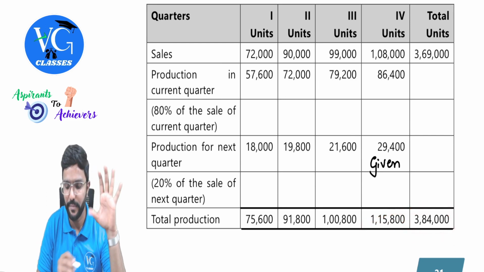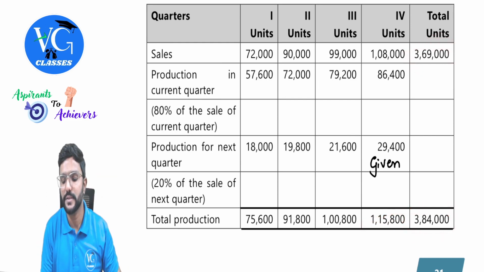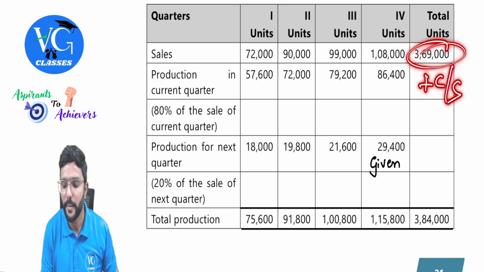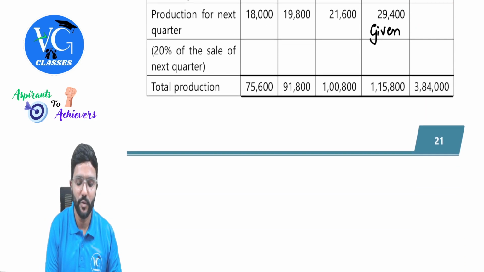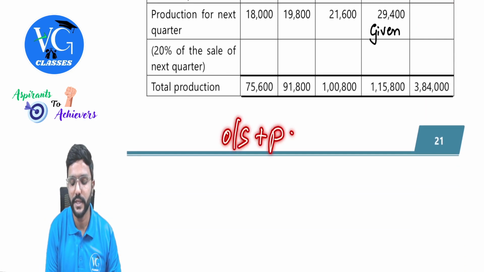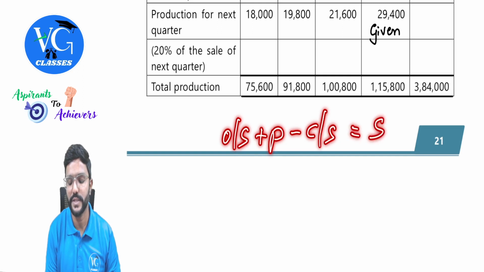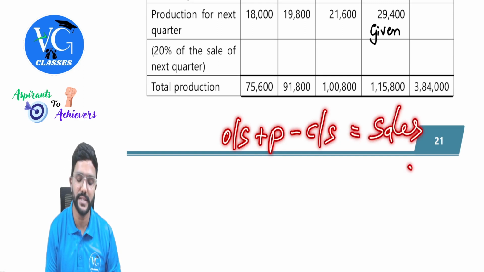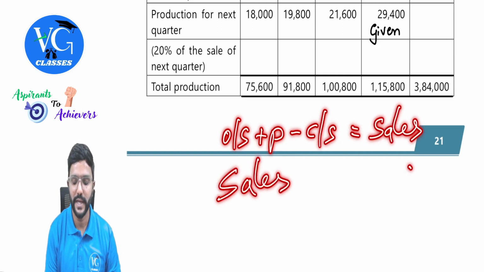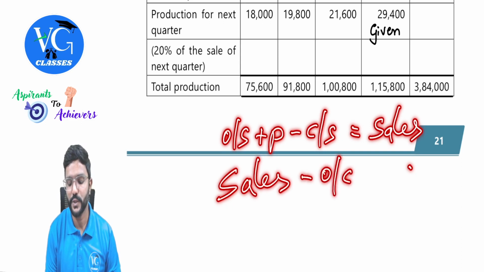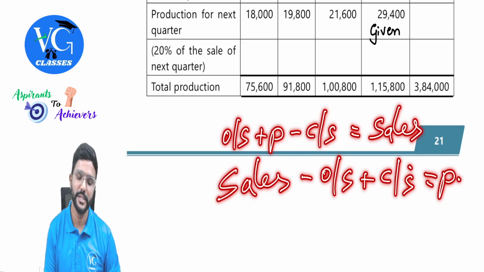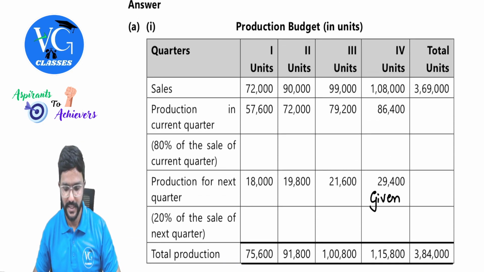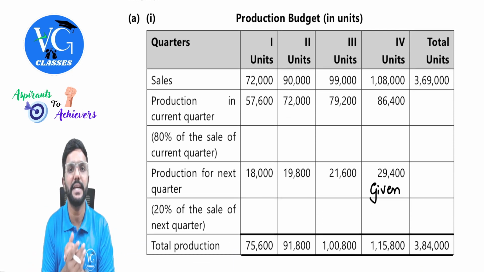So simple. I repeat. Sales plus closing stock minus opening stock will give us production. We would have formed an equation, no? Opening stock plus production minus closing stock is equal to sales. But in this question, sales is given. So let us reframe this. Sales minus opening stock plus closing stock will give us production. Got it, people? And this data can also be alternatively calculated in a different way.